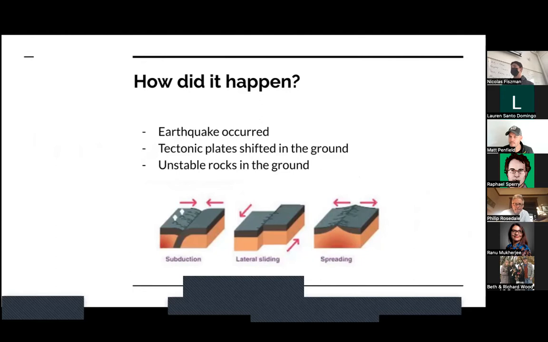Now let's get into the basics. What exactly happened? We know it was an earthquake. There were tectonic plates that shifted in the ground, and there were unstable rocks in the ground through the tectonic plates, which resulted in the earthquake. But let's look into it more.